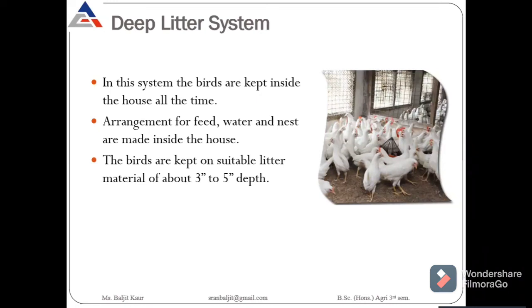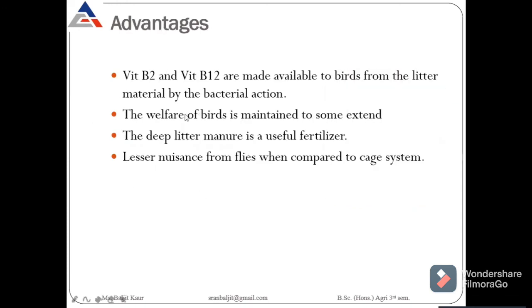So feed is given inside the house, water is supplied inside the house, and the egg production is also inside the house. Birds are kept on suitable litter material of about 3 to 5 inch depth. So some kind of litter material, that is some kind of straw, is spread on the ground, right? So what are the advantages? Vitamin B2 and B12 are made available to birds from the litter material by the bacterial action. So in the litter there are many minerals, many vitamins. So by the bacterial action, vitamin B2 and B12 are made available to the birds from the litter.